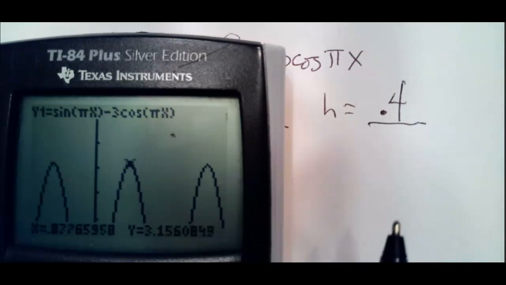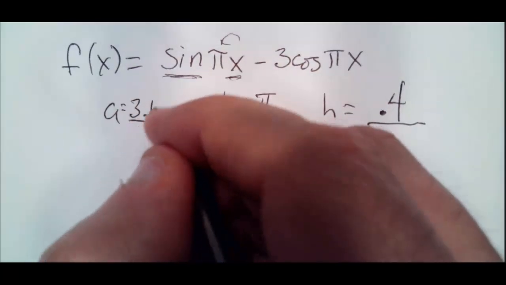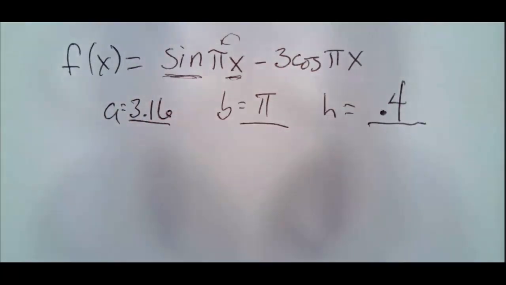And it looks like Y is at its highest point around 3.16. So our amplitude is around 3.16. And there you have it, class.